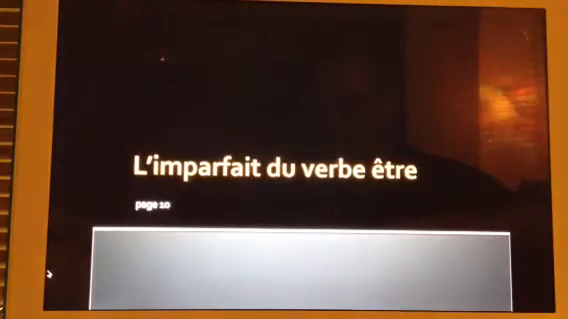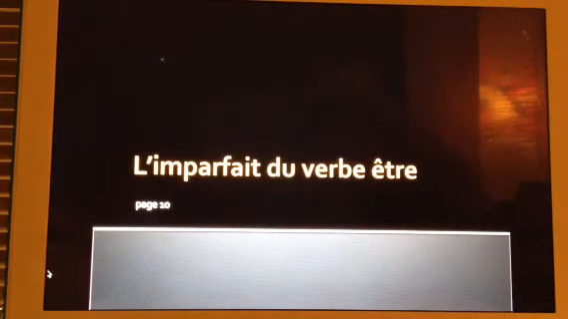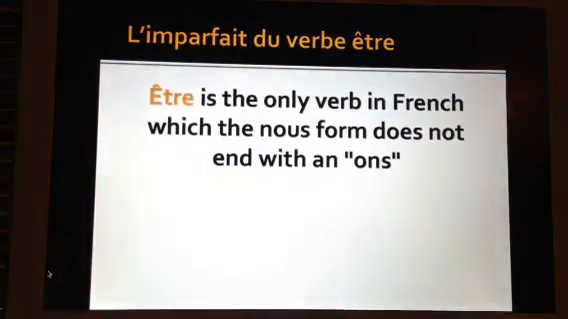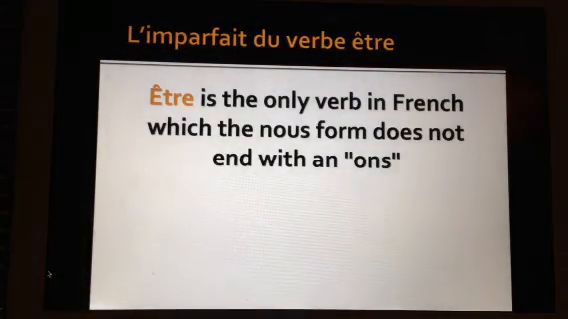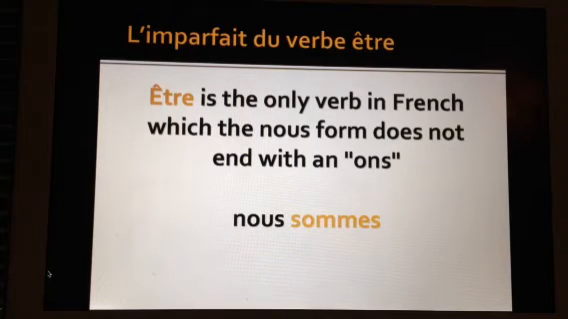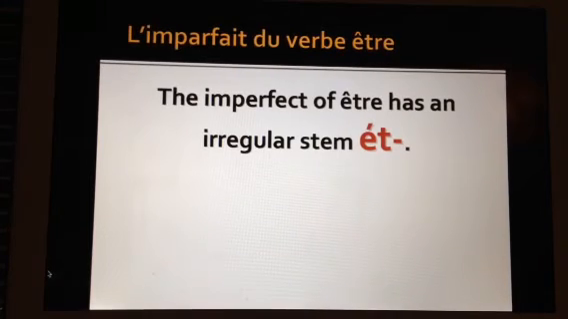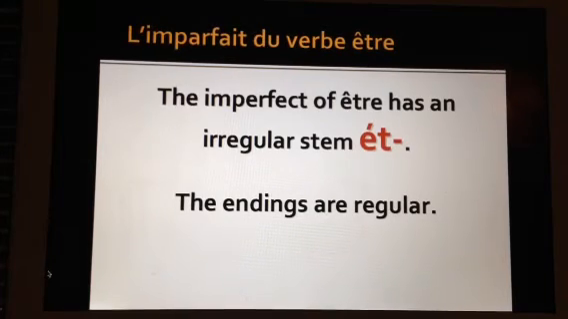All right, if you turn the page, let's talk about our one and only exception to the imperfect, and that is être. Être is the only verb in French which the nous form does not end with an ONS, and hopefully you know by now that is nous sommes, for we are. So this is the exception. The imperfect of être has the irregular stem ét, with an accent on the e. Really, you do pronounce that T. All the endings are regular, so you had your AIS, AIS, AIT, IONS, IEZ, AIENT.